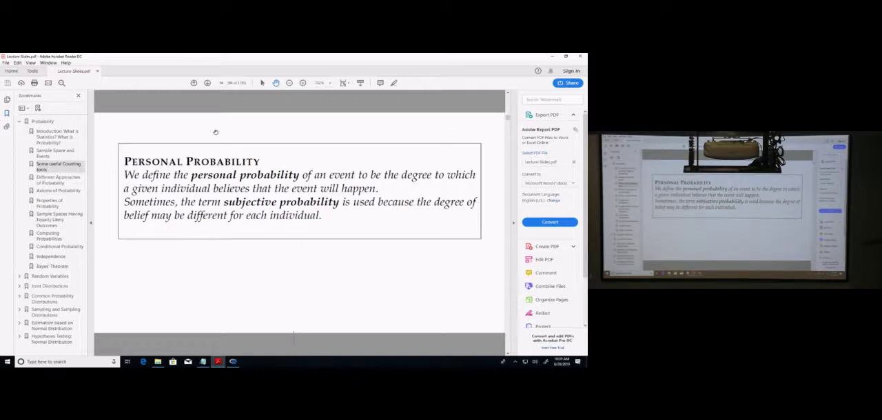individual. That is why in some judicial systems, we have a jury system, and each member of the jury will have a different assignment of the probability, whether the suspect is guilty or not guilty.